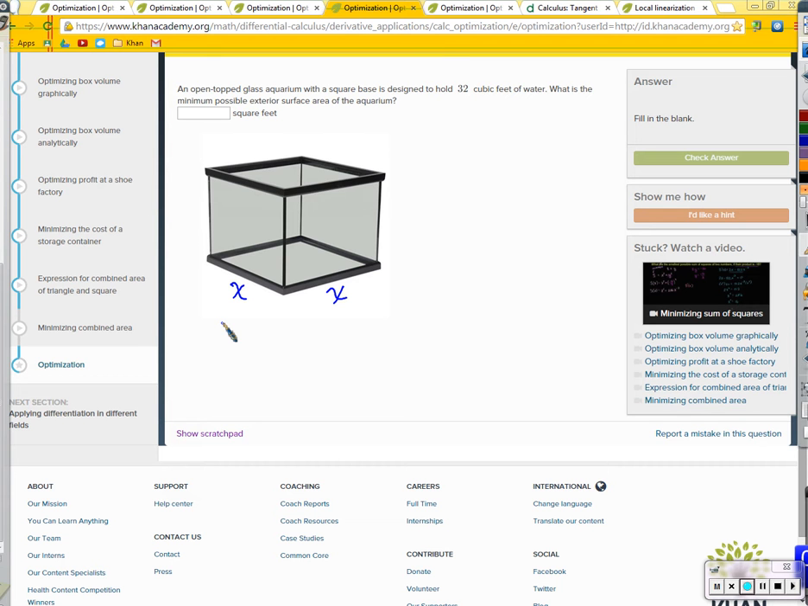32 cubic feet of water, that's pretty helpful to know. 32 feet cubed can fit inside there. We don't know what x is, we don't know what the height is. But if I told you what x was, wouldn't you be able to figure out how high it would have to be to hold 32 cubic feet? Yeah. So this is done. Its fate is sealed. Once I know what x is, this has to be a certain value. It's locked in. What is the minimum possible exterior surface area of the aquarium?